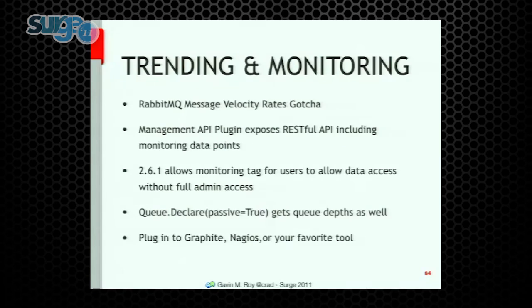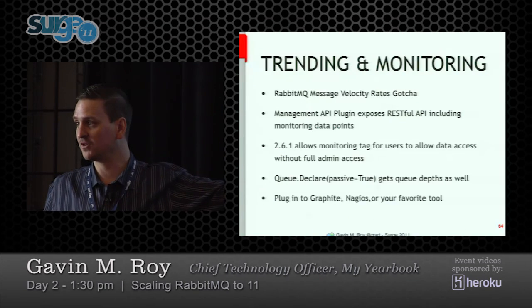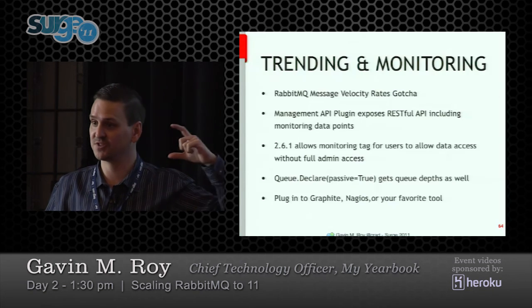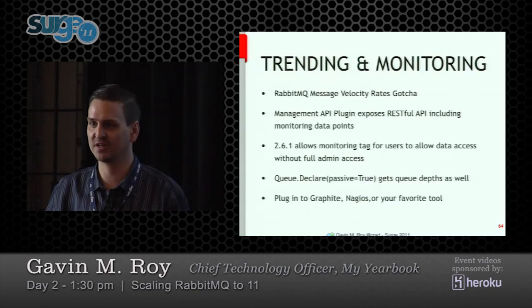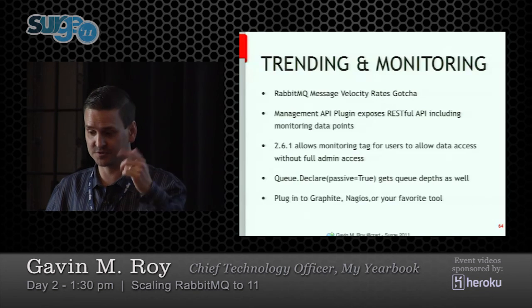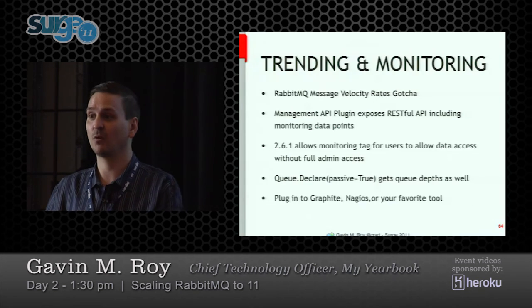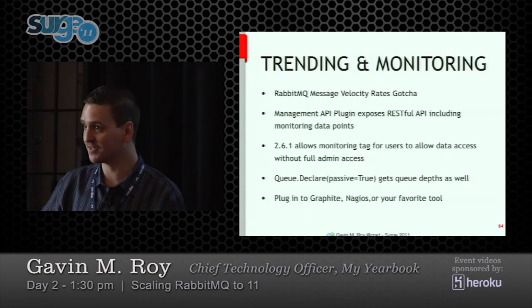But the most important part of scaling is making sure that you're doing trending and monitoring, watching your message rates and your memory utilization. Use the management API plugin, doing RESTful calls and taking that data and shoving it into Nagios, Cacti, Munin, whatever it is that you use for your trending and analytics, Circonus. Take that data, watch it, look for trends, and address it at the architecture level. And that's it.